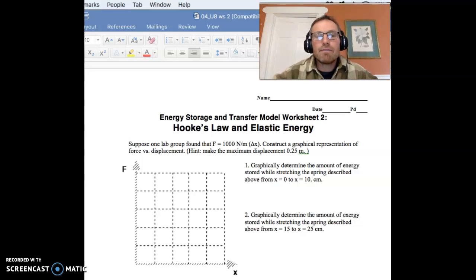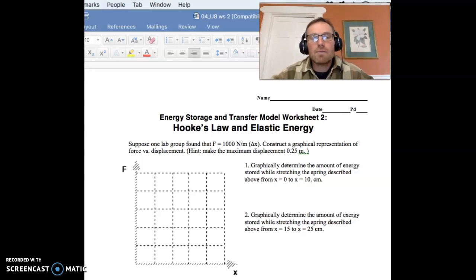Hi, this is a hint video for numbers 1 and 2 on Unit 8 Worksheet 2. The first thing is the scaling for the graph. For the x-axis, you're going to be graphing displacement, which should go up to 0.25 meters. And the y-axis, you can scale that by using the ratio there for 1,000 newtons for every 1 meter.